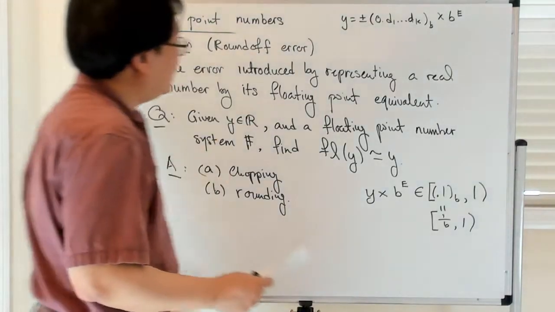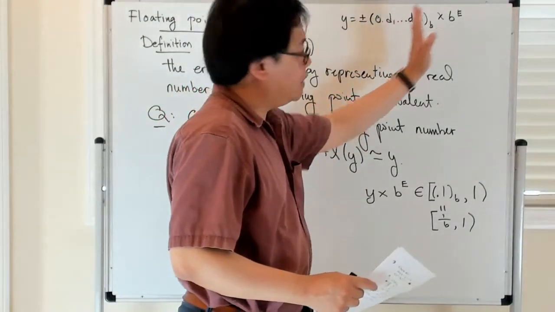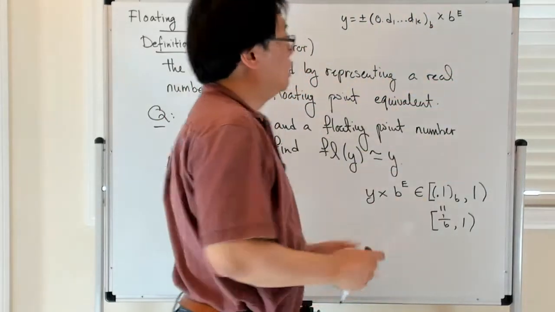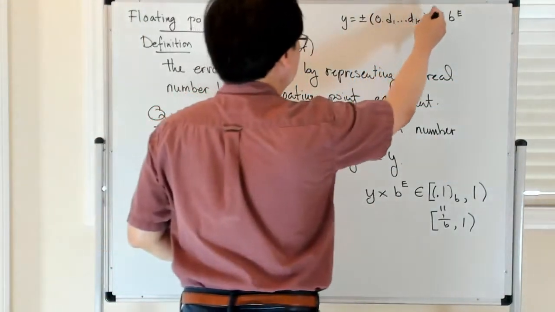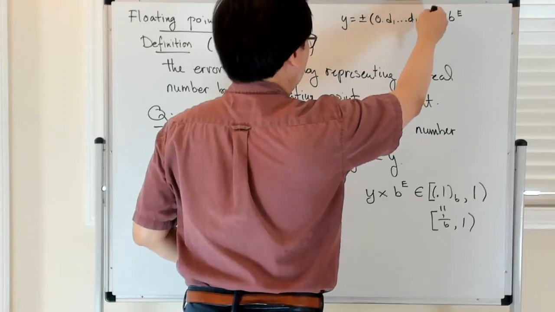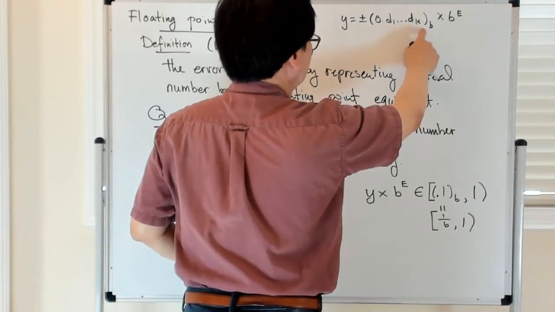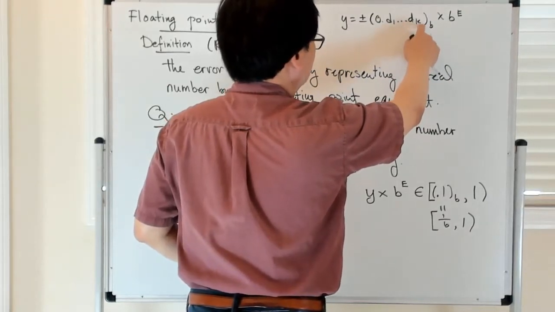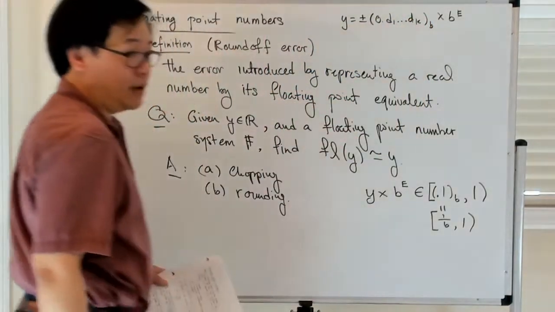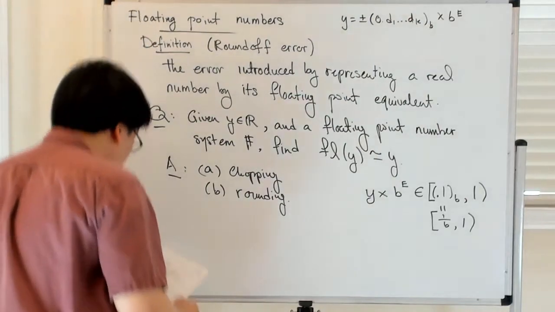As you might expect, what chopping does is just ignore everything beyond the k digits. Whereas rounding will say, depending on what that next digit dk plus 1 is, I'm going to write this as either dk or increment it by 1.